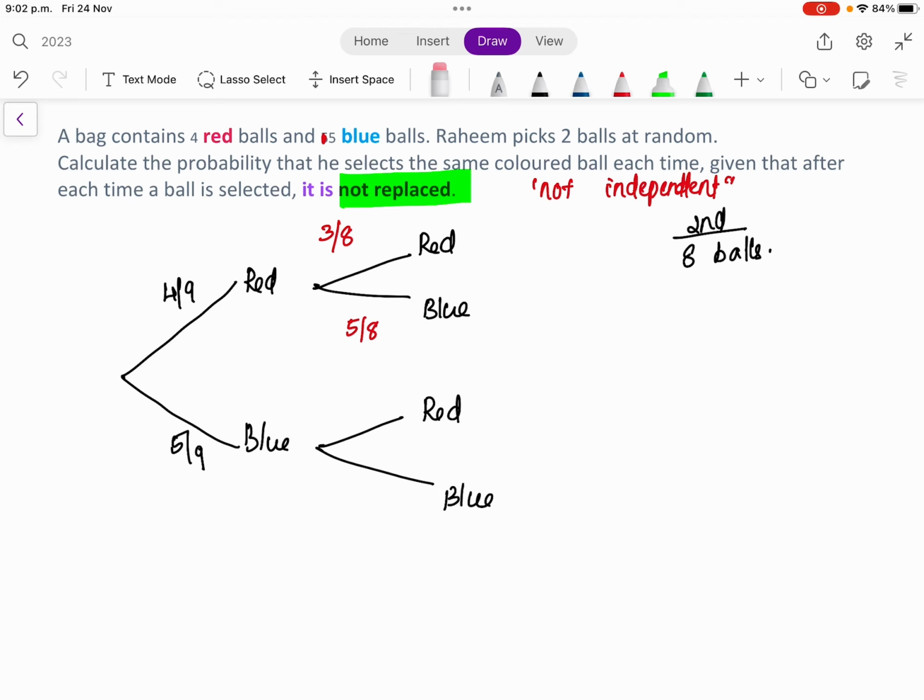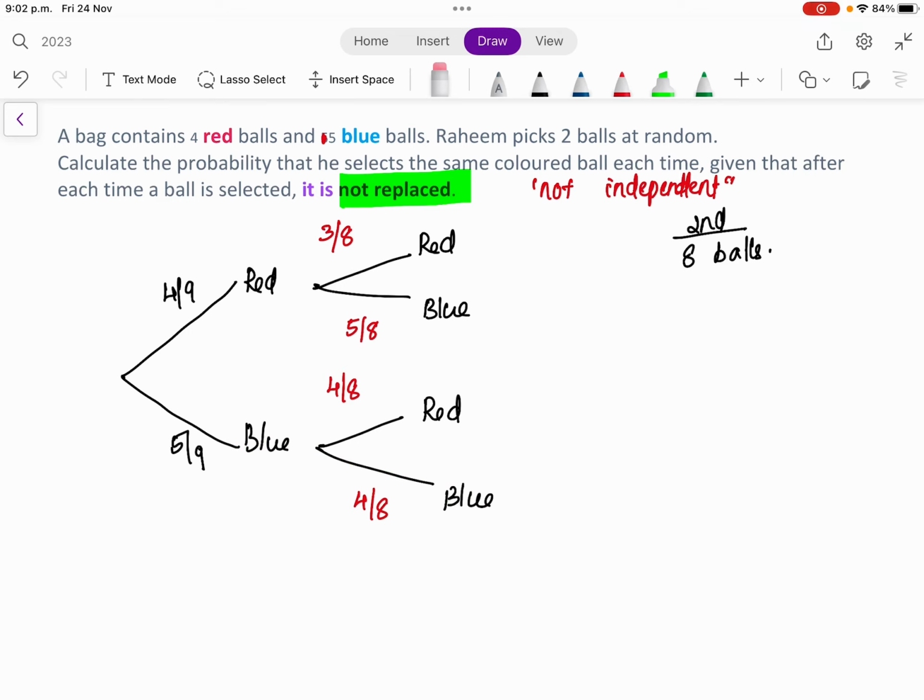Now we are working on this branch here. We picked up the blue ball, so the number of red balls doesn't change. So it is 4 over 8. And when you work on the last branch, you already picked a blue ball, so the number of blue balls has changed. So it is 4 over 8. This is how we work out the probability.